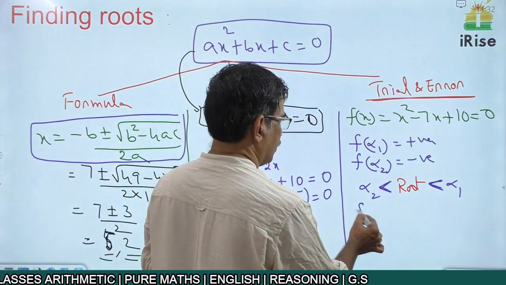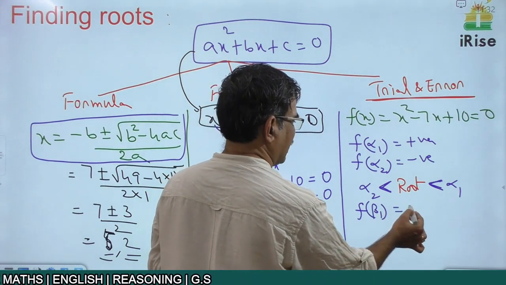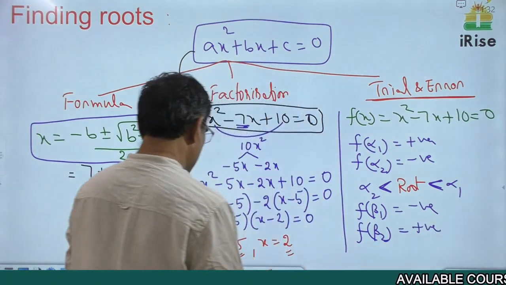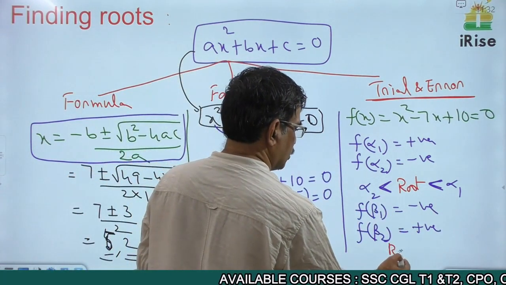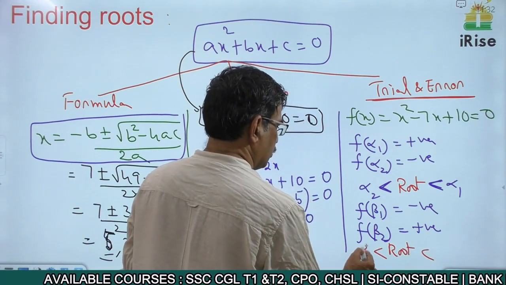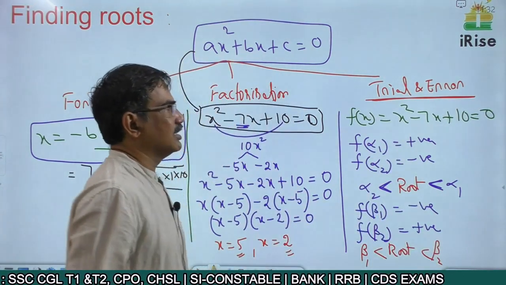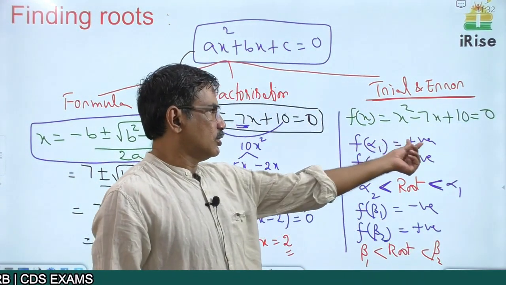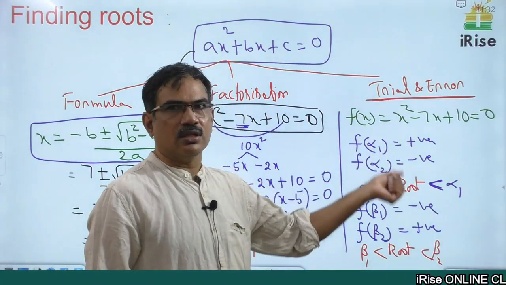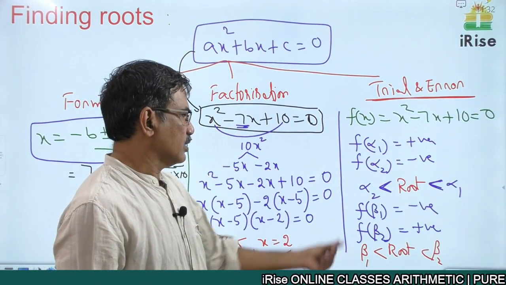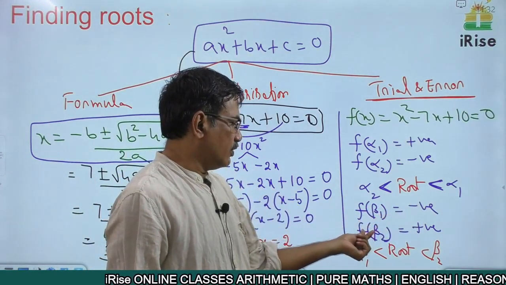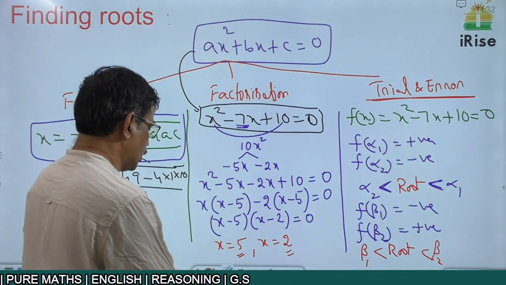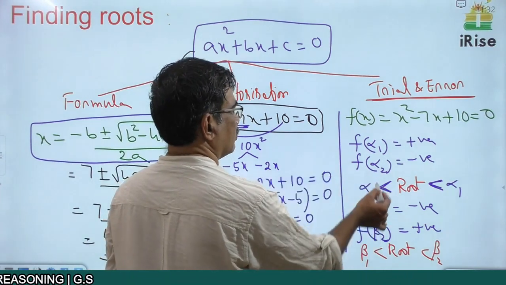Similarly, if f(β1) is negative and f(β2) is positive, then there is one more root between β1 and β2. Actually, this is the concept of the trial and error method. If one value substituted is positive and one value substituted is negative, we say that there is a root between those two. I want to give the same example here.